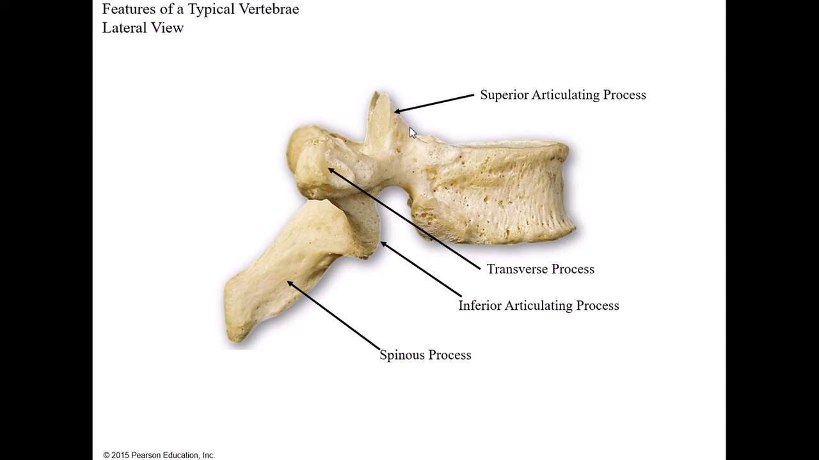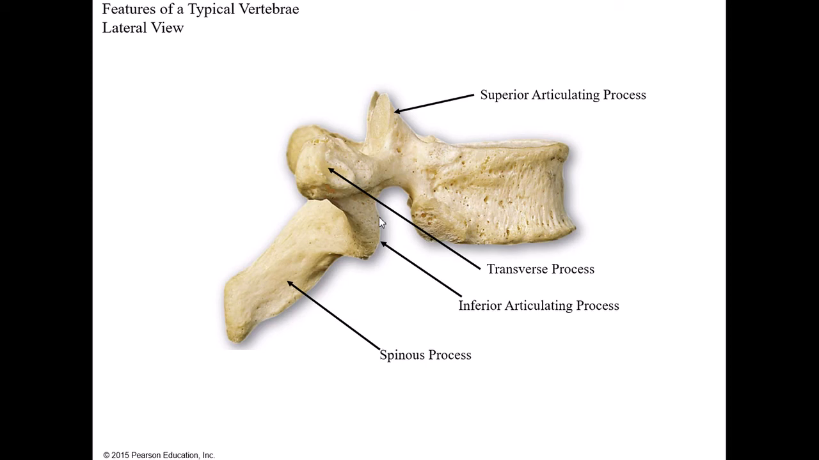They remind me, when I'm actually holding a vertebrae, of giraffe ears sticking up, or cat ears, that type of thing. So once you see those giraffe ears, that tells you that that's the top of the vertebrae. Here's the transverse process sticking out towards us. Here's the spinous process sticking off the back.